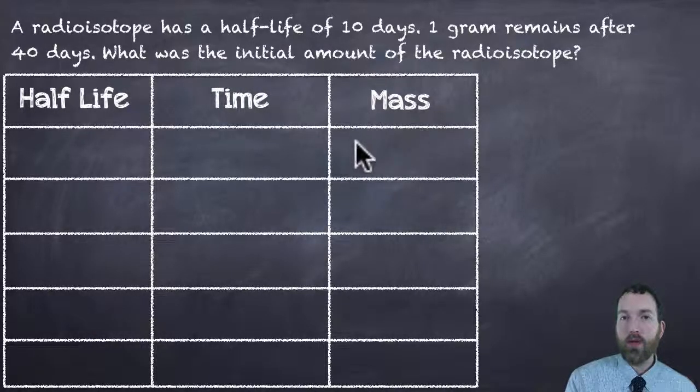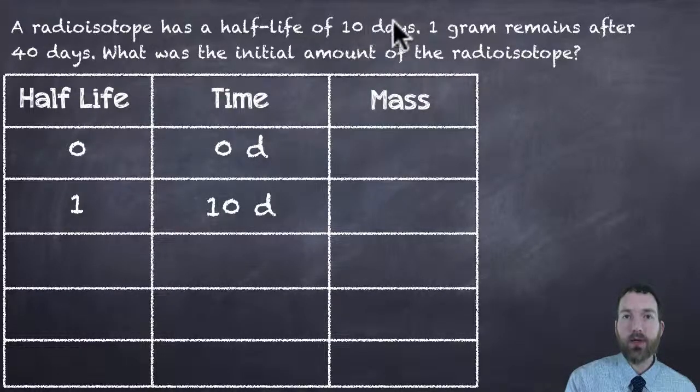So let me show you how we can fill in this chart and eventually work our way up to get the initial amount. So 0 half-lives, 0 time has gone by, and the mass we don't know. So I'm going to leave that blank. After the first half-life, it says 10 days has gone by. The half-life of this unknown isotope is 10 days. I still don't know the amount, so I'm going to leave this column blank.